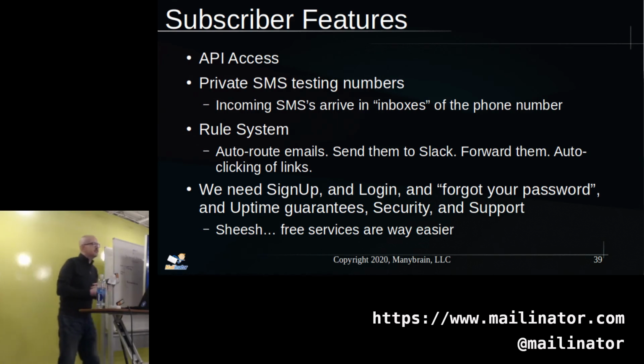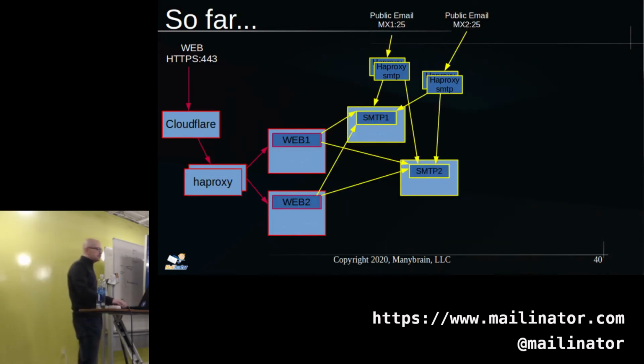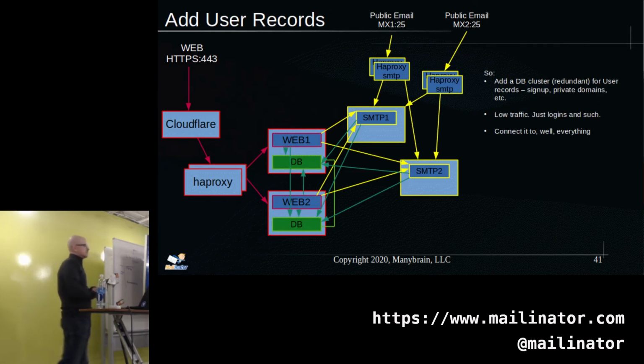But you know what we need: sign up. We need login. We need forgot your password. We need uptime guarantee, security, and support. So how do we do it on the architecture side? So far we're here. So first thing we need is user records, right? So simple little database, okay?